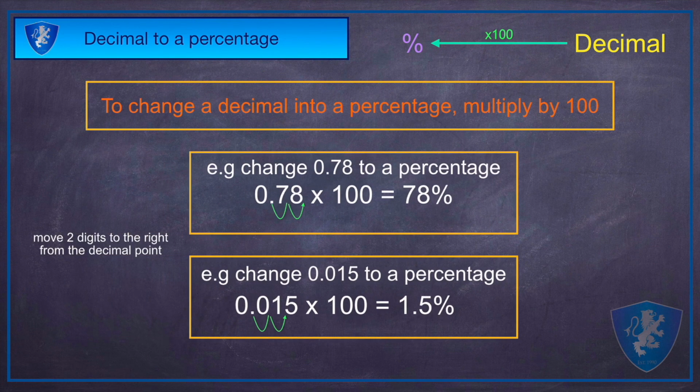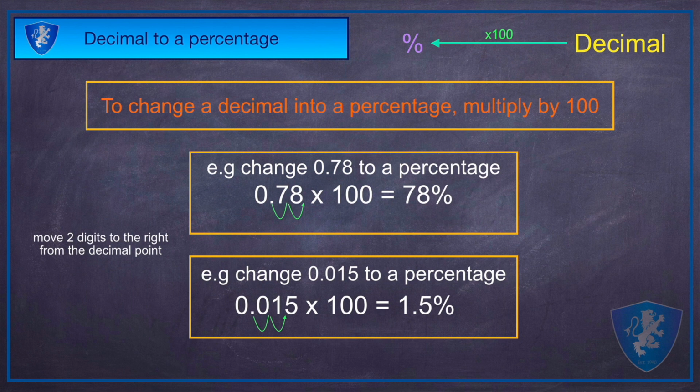So examples again here: you have the decimal 0.78. You want to turn it into a percentage and follow the rules. Move 2 digits, multiply by 100. So move 2 digits to the right from the decimal point. And there you are. From that point you're moving 1, 2 places. So your answer is 78%.